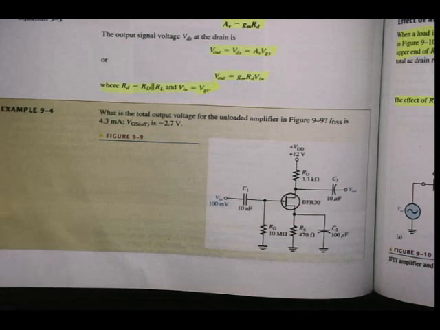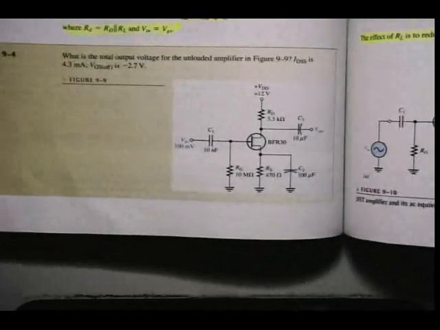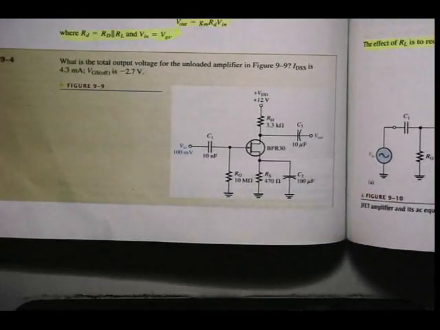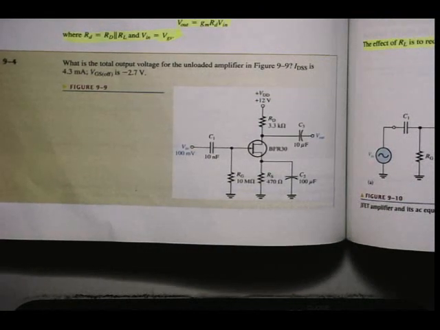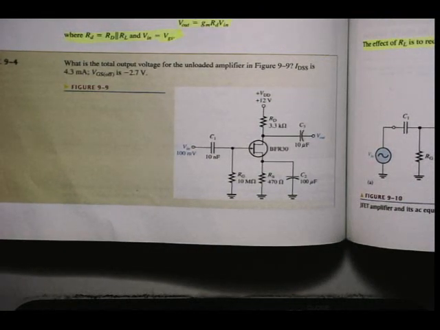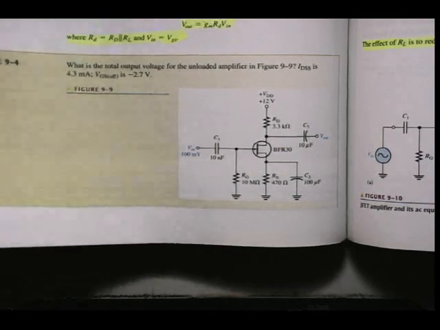But anyway, let's have a look at example 9.4. Example 9.4, what is the total output voltage for the unloaded amplifier in figure 9.9? IDSS is 4.3 milliamps, VGS off is equal to minus 2.7 volts. Let's have a look at the solution.